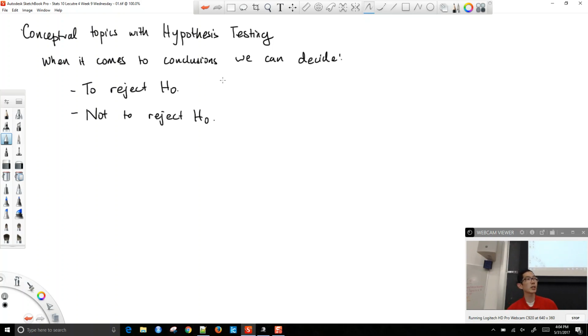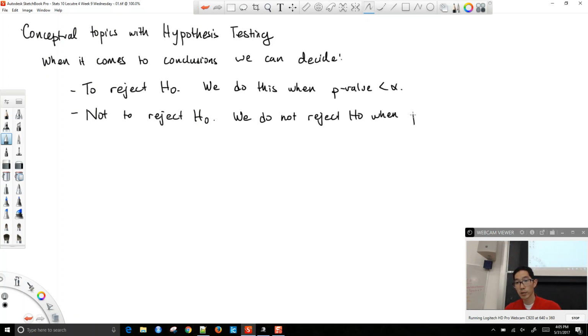When do we decide to reject the null hypothesis? We do this when the p-value is less than alpha, and we do not do this. We do not reject the null when the p-value is greater than alpha, okay?